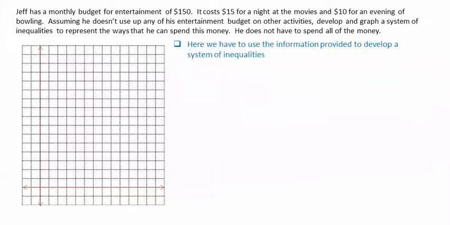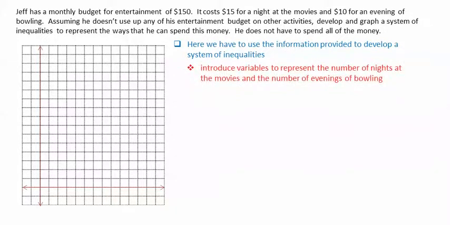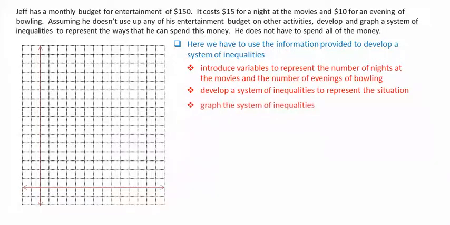Here we have to use the information provided to develop a system of inequalities. We first introduce the variables to represent the number of nights at the movies and the number of evenings of bowling. We can then use these variables to develop the system of inequalities to represent the situation. We then graph the resulting system of inequalities.